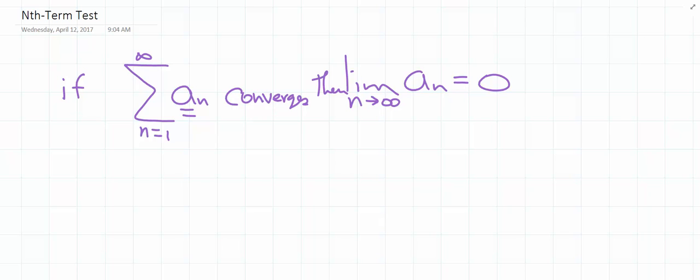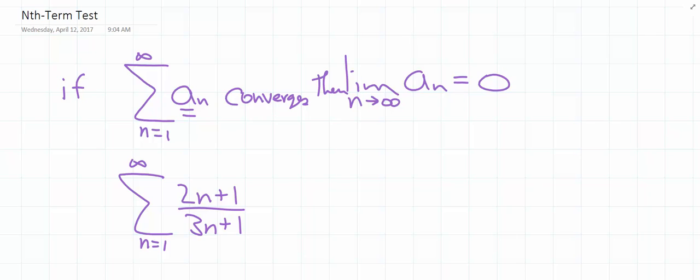That's a necessary condition. It's not sufficient though. It's definitely not sufficient. So let me show you what I'm talking about. Let's suppose that we have a series, n goes from 1 to infinity, of (2n plus 1) over (3n plus 1). And we want to know, does that series converge?